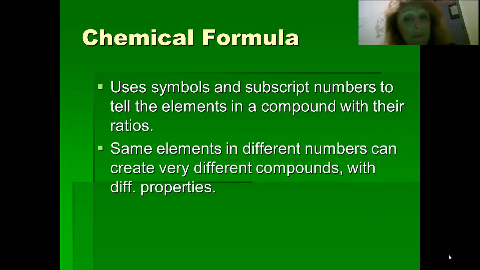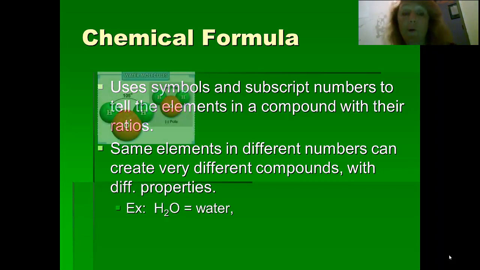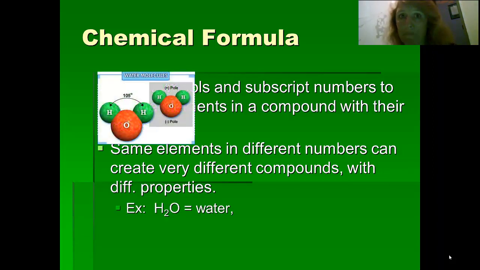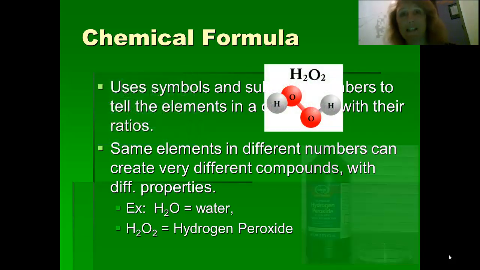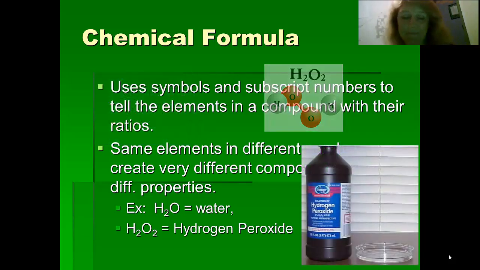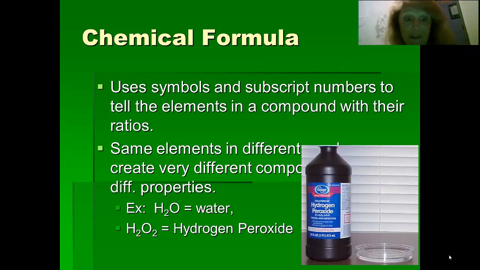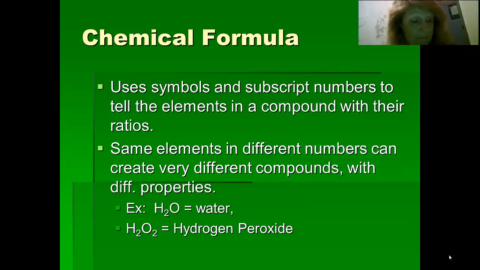The same elements in different numbers can create very different compounds with different properties. For example, 2 H's and 1 O is water, but 2 H's and 2 O's is hydrogen peroxide. Try drinking that. So a lot of very different properties. And that's it. Ta-da!